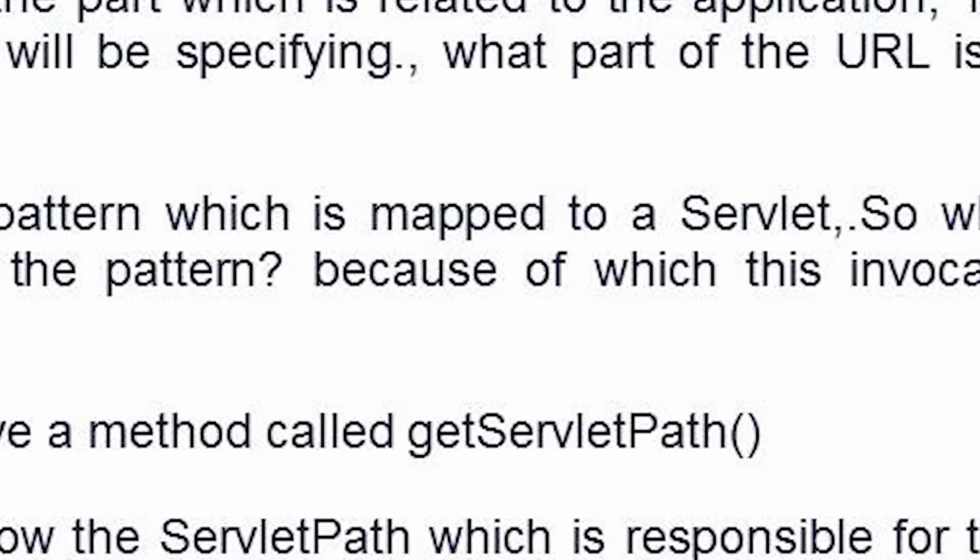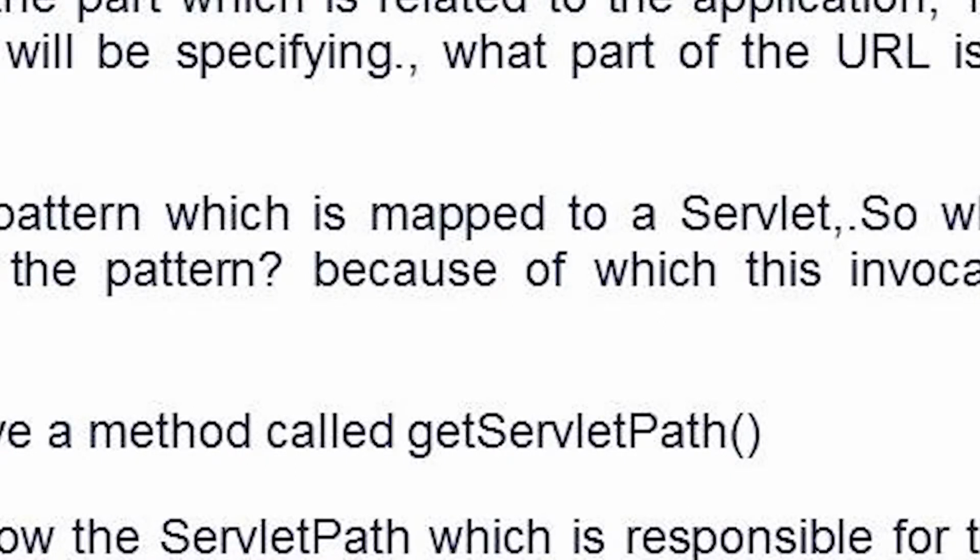Then we have the method which specifies what part of your URL has identified the servlet. There is a URL pattern which is mapped to find out which servlet to use. So which part of the URL matched the pattern because of which this invocation has taken place? For that we have a method called get servlet path. So you can know the servlet path, the path which is responsible for identification of the servlet.